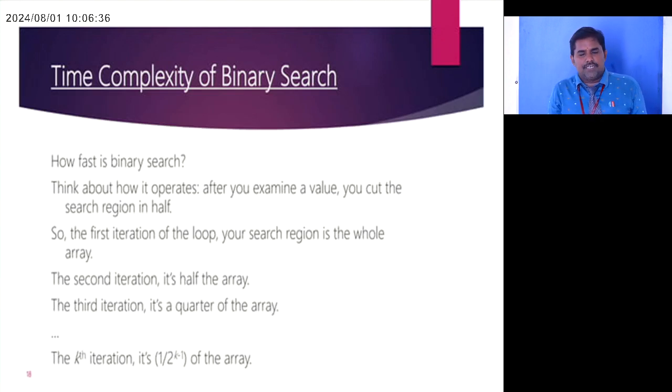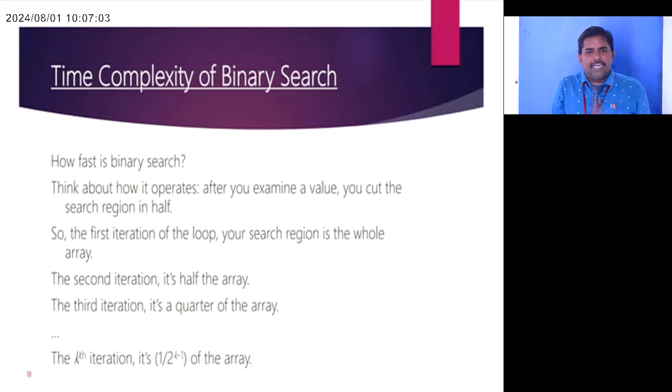How long does binary search take? Think about how it operates. After you examine a value, you cut the search region in half. Suppose you take 100 elements to search. In the first step, it is divided to 50 elements by finding the midpoint. After that, it is reduced to a quarter, and so on. In the first iteration of the loop, your search region is the whole array.